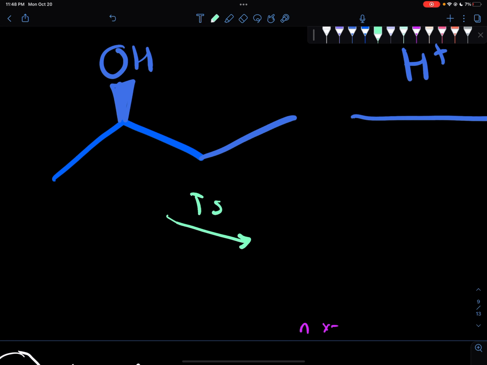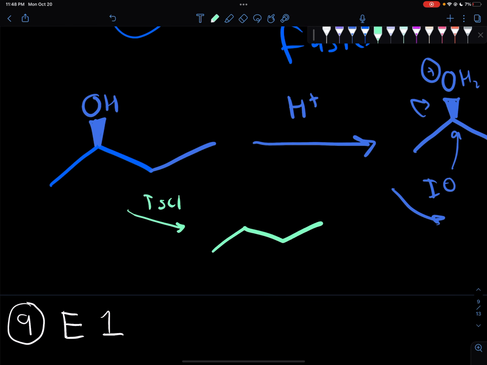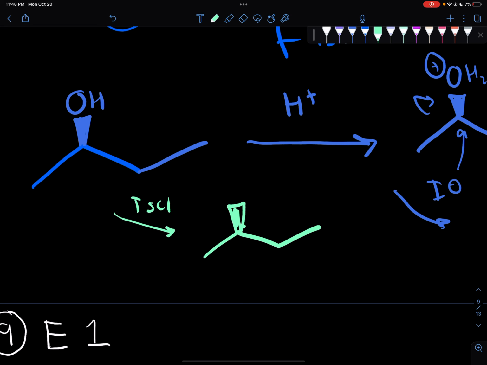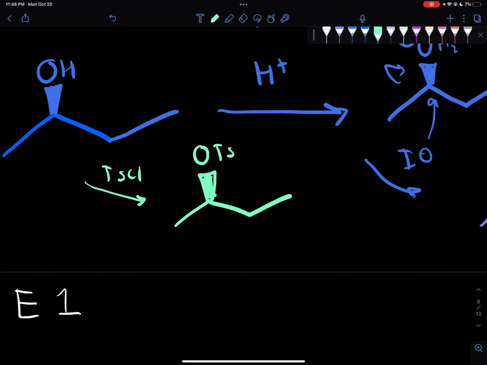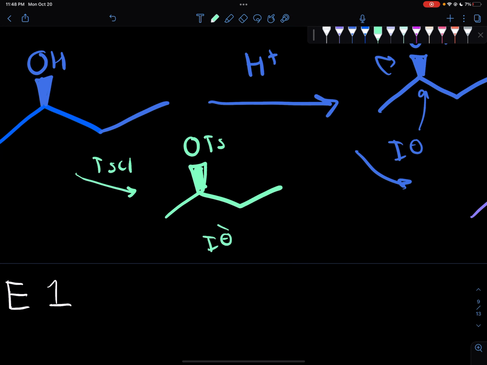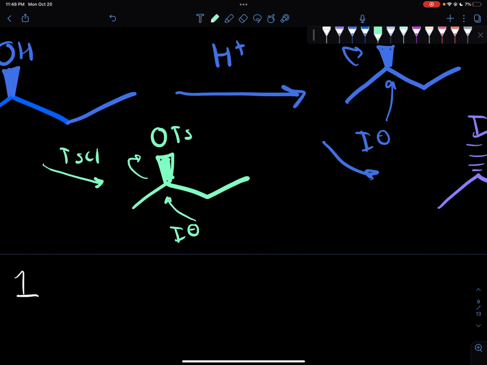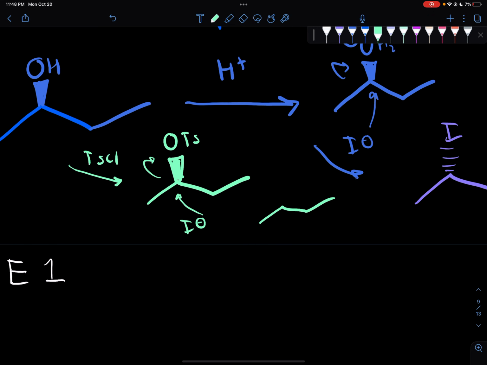Same thing if I tosylate. If I bring in tosyl chloride, I'm not attacking the carbon. All I'm doing is attacking this oxygen. So my oxygen will still be on a wedge because the carbon is not being touched at all. So I'm going to have this. And then once I react with a nucleophile that is actually attacking the carbon, this will lead to an inversion of stereochemistry. So keep this in mind.